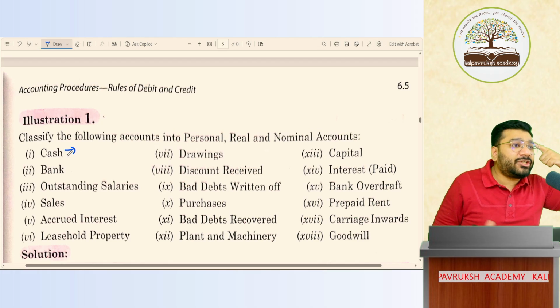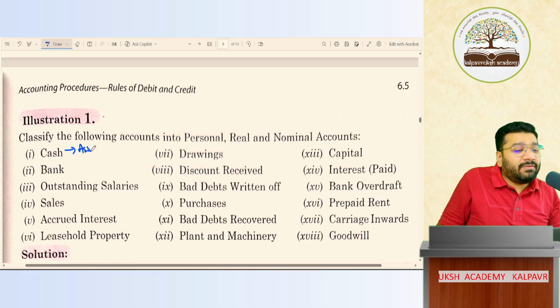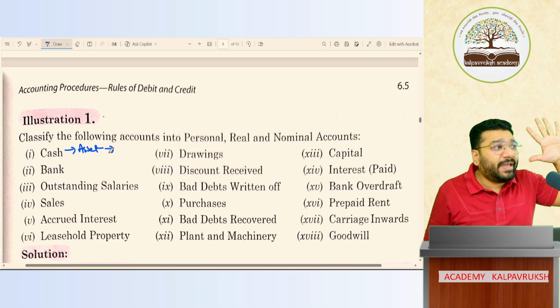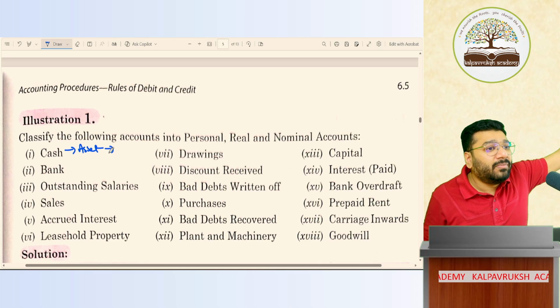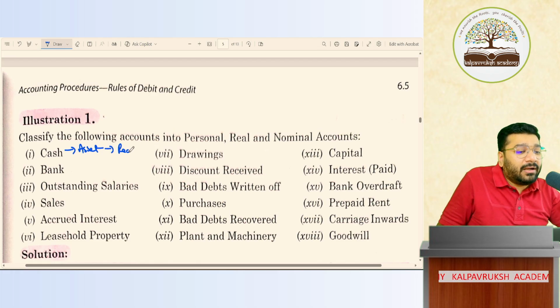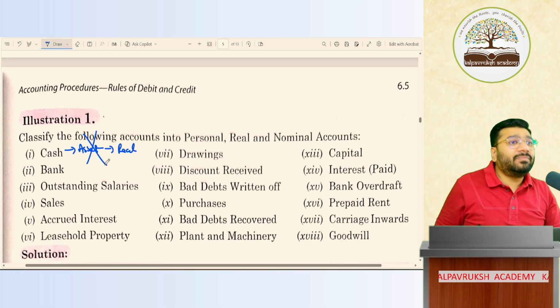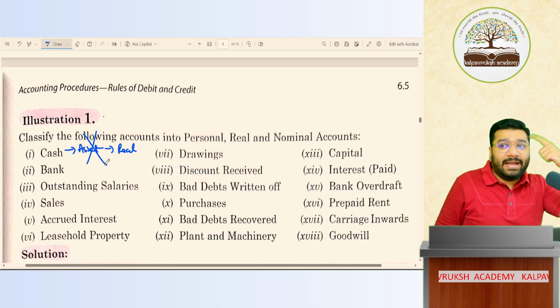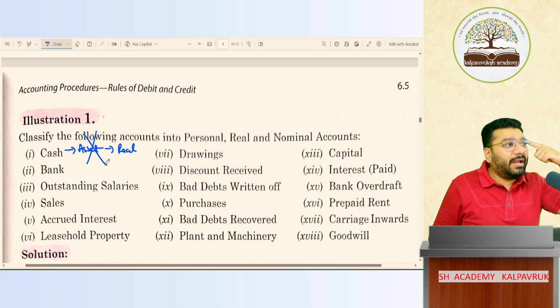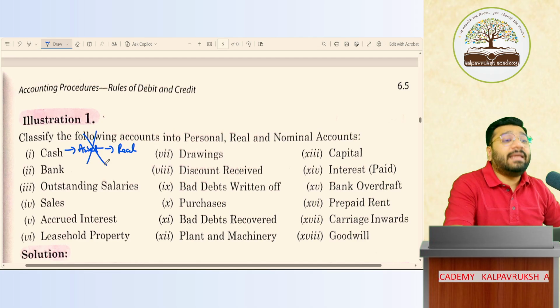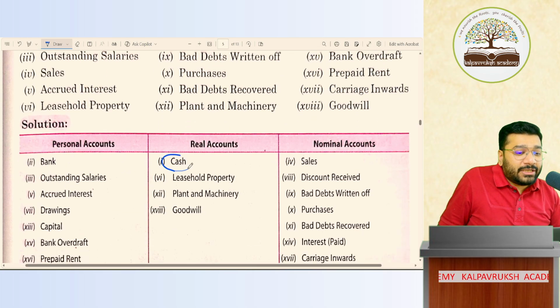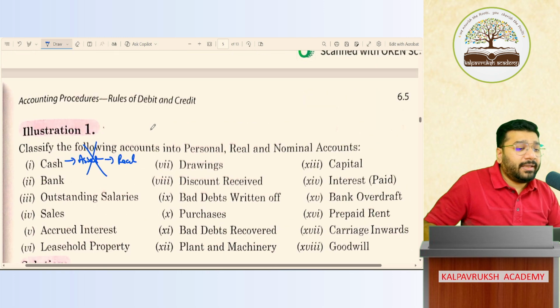So first you will say cash is asset. All the assets will go to where? Real account, except those five. In that five, does cash come? No. So cash is your real account. In exam, will you write asset? No. Asset you keep in your mind. What will you ultimately write? Real account. So cash is real account. Got it? Not got it? Yes, sir. Okay.